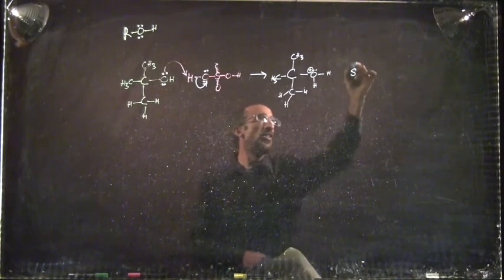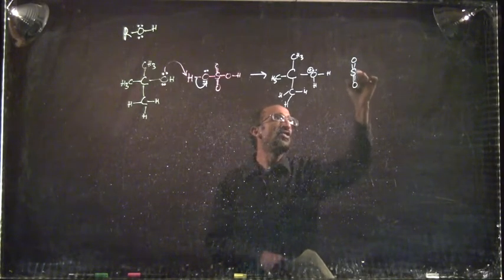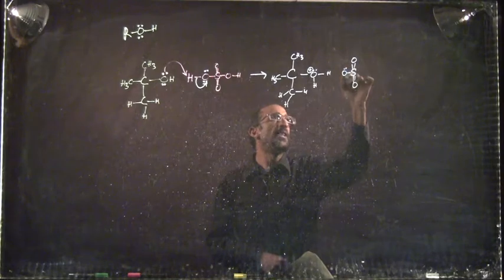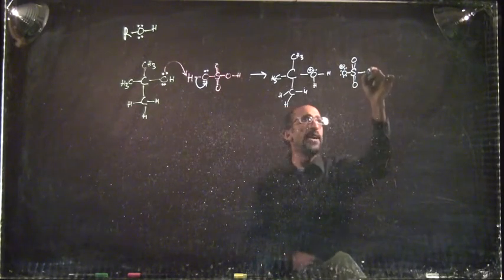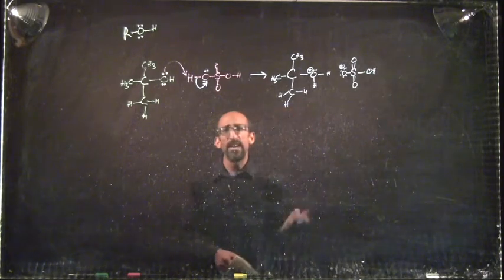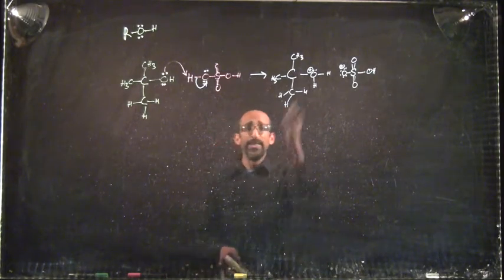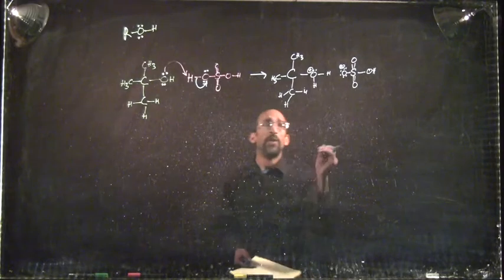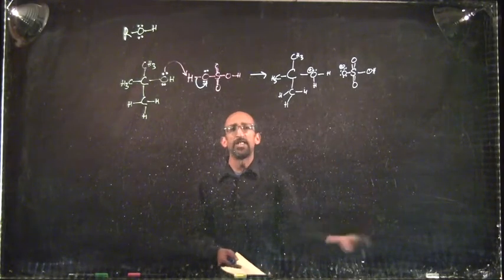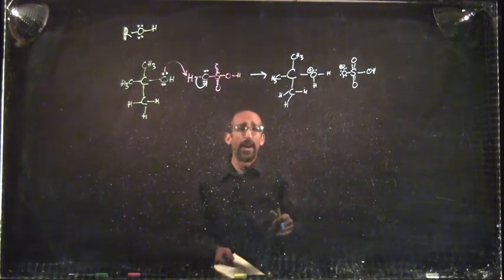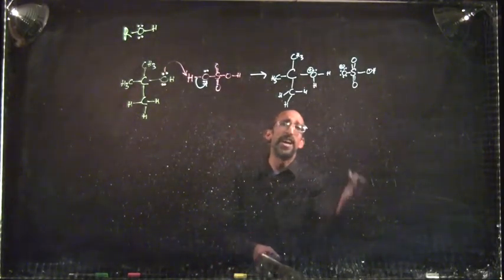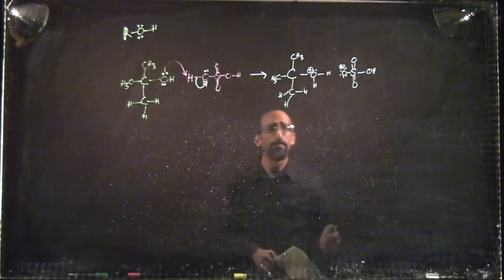And the reason sulfuric acid is a nice choice for us to protonate our alcohol with is because its conjugate base is both a weak base and a poor nucleophile. So once I form this carbocation, I don't have to worry about sulfuric acid or the conjugate base of sulfuric acid acting as a nucleophile. So I reduce the potential for an SN1 side product to be formed.